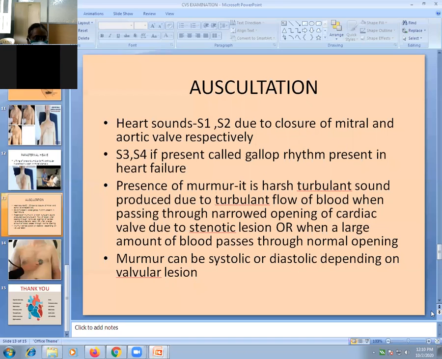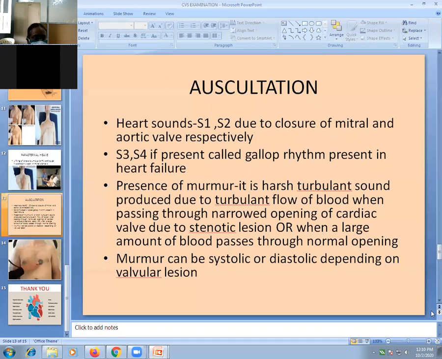So just remember, in auscultation, you have to auscultate the presence of heart sounds S1, S2. If an additional heart sound is present, it is called gallop rhythm, which is suggestive of heart failure. Second point is the presence of murmur, whether there is any turbulent sound. It can be systolic or diastolic, but there is no need to identify which. You just have to identify the presence of murmur.